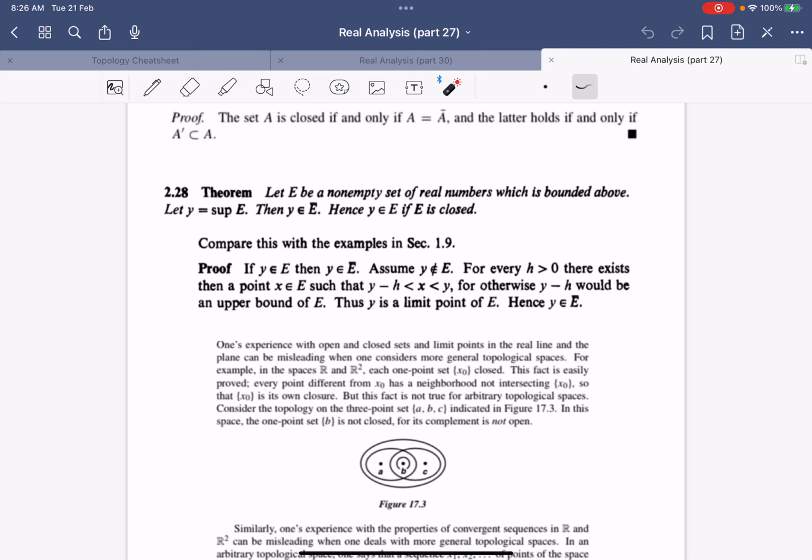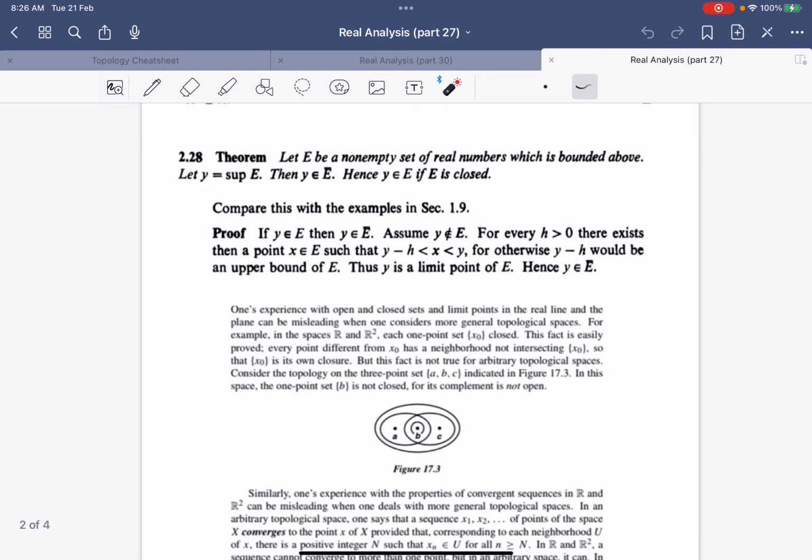So, because for every H there exists a point X in between Y minus H and Y, and this X is in E, and this is because Y is the supremum, so Y minus H is not an upper bound. And we're done, because you can always find an X in this neighborhood. Thus Y is a limit point, hence Y is in the closure.